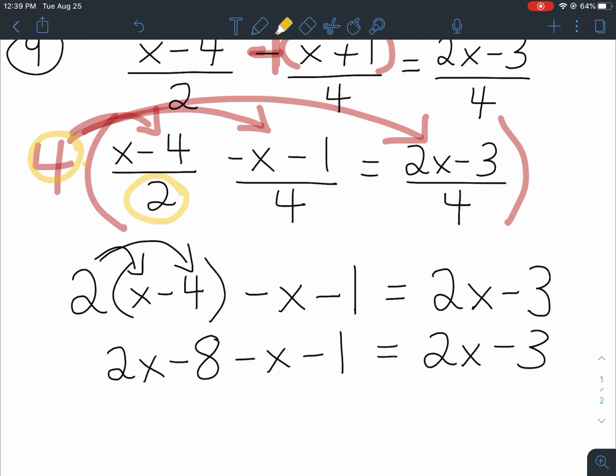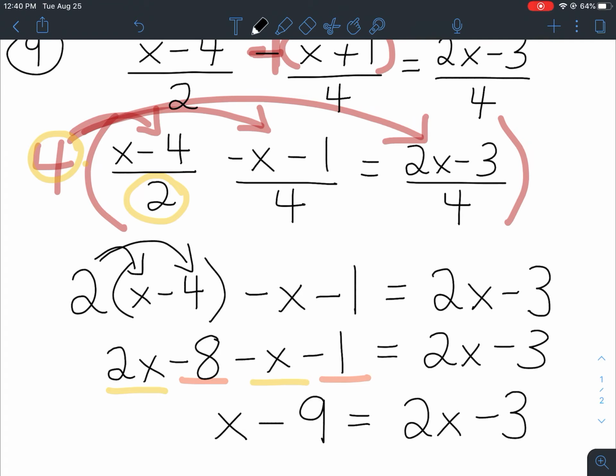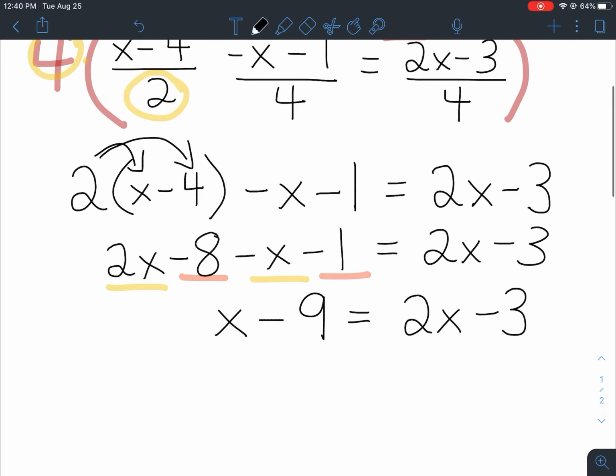The next part here, we're going to combine like terms, so 2x minus x would be 1x, and then we're going to combine -8 and -1, which is -9. And now moving on, we're getting close here. We're going to move all our variables to the left side here, or the right side. It doesn't matter. It's preference to you. But I recommend getting in the habit of moving them to the left before we do inequalities.